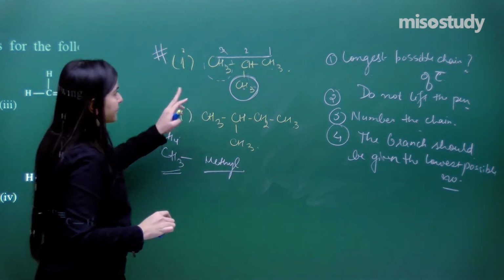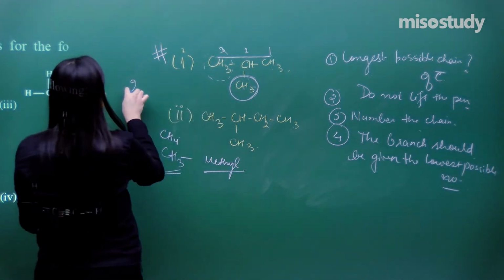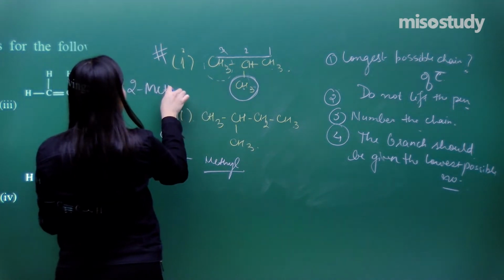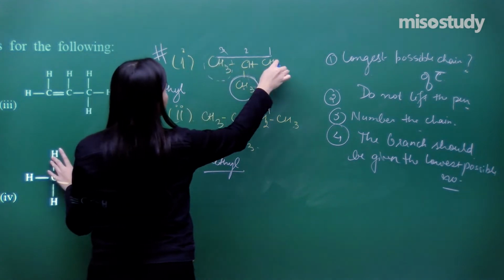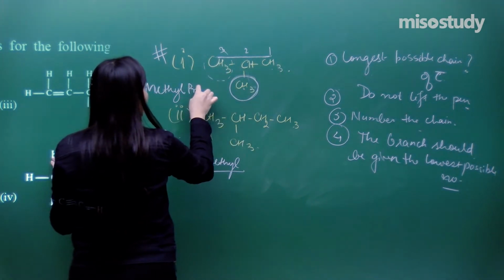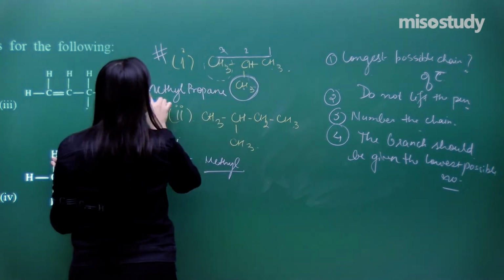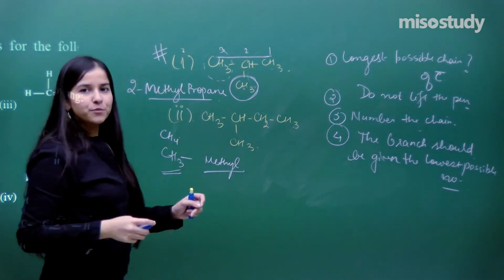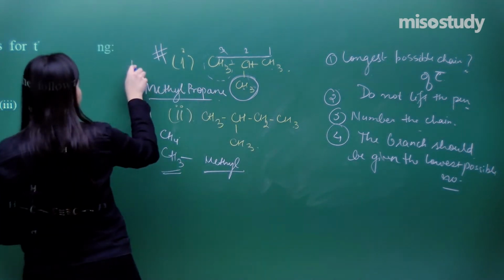Fine. So on to the second position, I have got methyl, 2-methyl, and the total chain how much? Prop and ane. Getting it? So that is going to be the proper IUPAC name. I hope everybody has learned this.